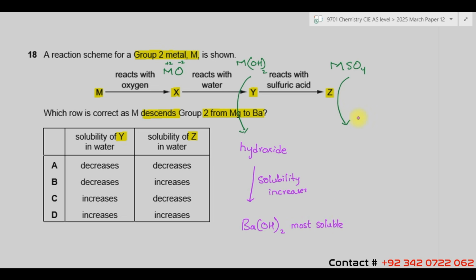And on the other hand, if we look at sulfates of group 2, so down the group, solubility of sulfate decreases. That's why when we look at barium sulfate, it is the one that is least soluble. So down the group, solubility of hydroxide increases, and for sulfate it decreases. Correct answer is C.